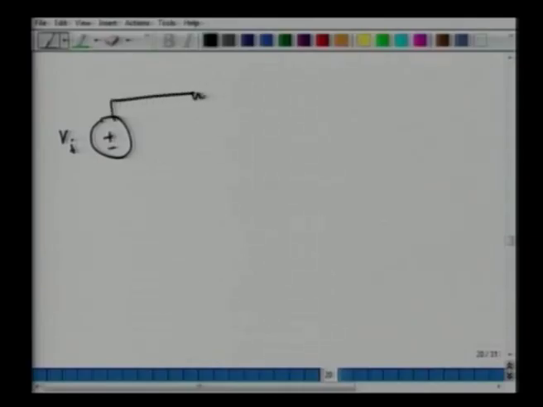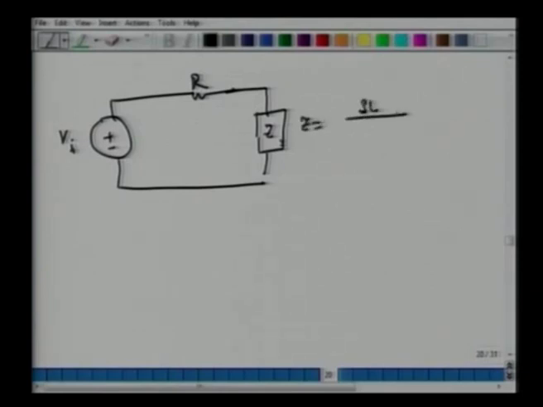I have a resistance R, and I have this impedance Z, where Z equals SL over 1 plus S square CL, as we calculated. So what we have done is just replaced, and we are in the frequency domain, and we are trying to find the voltage across this impedance Z.